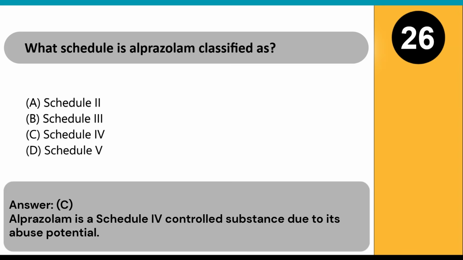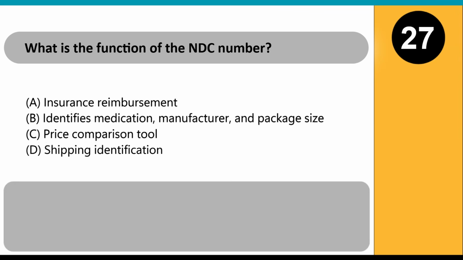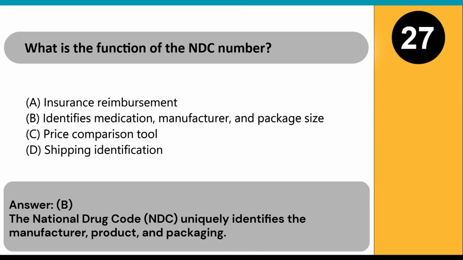Alprazolam is a Schedule 4 controlled substance due to its abuse potential. What is the function of the NDC number? A. Insurance reimbursement. B. Identifies medication, manufacturer, and package size. C. Price comparison tool. D. Shipping identification. Answer: B. The National Drug Code, NDC, uniquely identifies the manufacturer, product, and packaging.